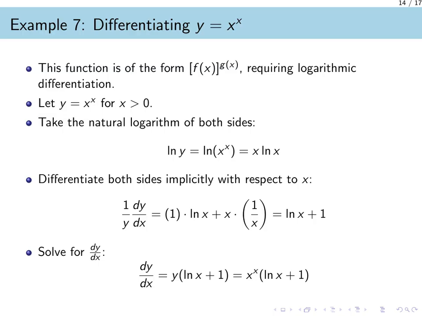Next, we differentiate both sides implicitly with respect to x. The left side becomes 1 over y times dy dx, and applying the product rule to the right side gives us the natural log of x plus 1. To get our final answer, we solve for dy dx by multiplying by y and then substituting back the original expression. This yields the derivative, x to the power of x, times the quantity, the natural log of x plus 1.